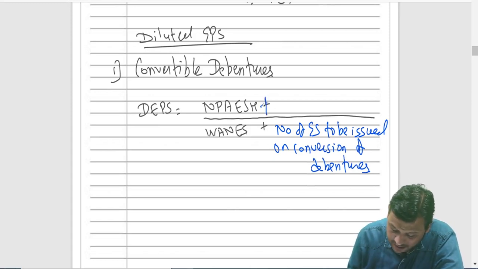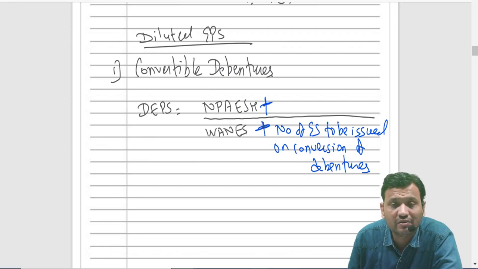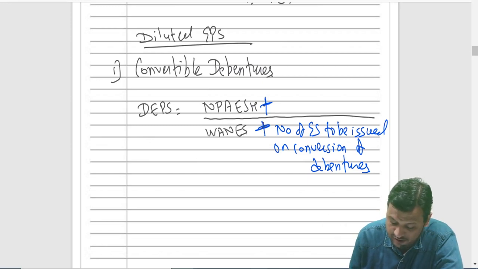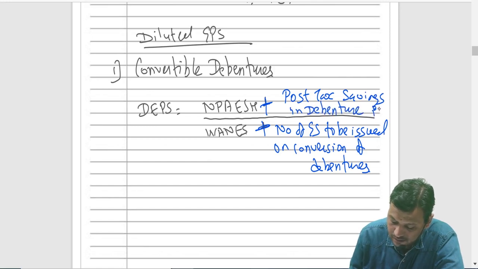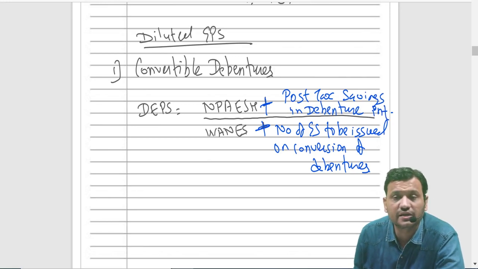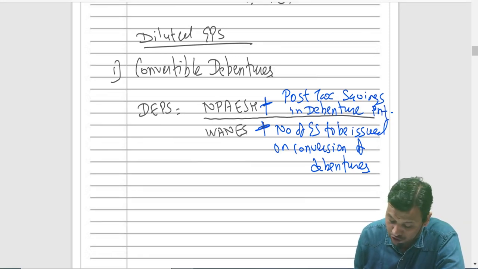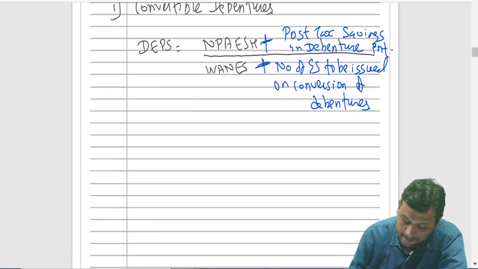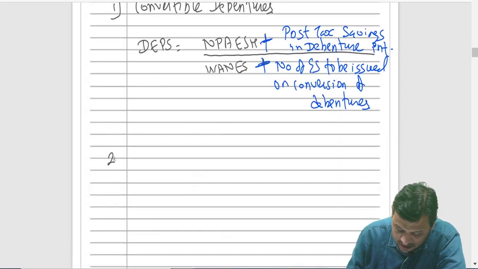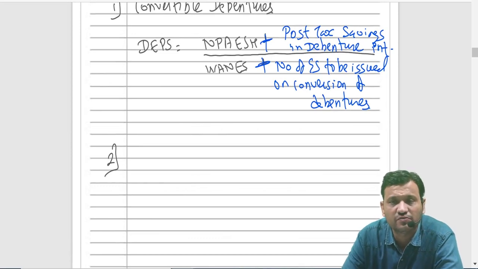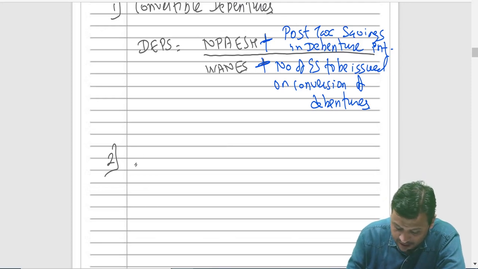And at the same time, my numerator is also going to change. What will be the effect on numerator, sir? The effect on numerator will be nothing but post-tax savings in debenture interest. Post-tax savings in debenture interest. That will be the effect on your numerator part. Convertible debentures, same thing goes with convertible preferences, but instead of post-tax savings in debenture interest, we will say nothing but preference dividend. Let's talk about ESOPs, stock options.